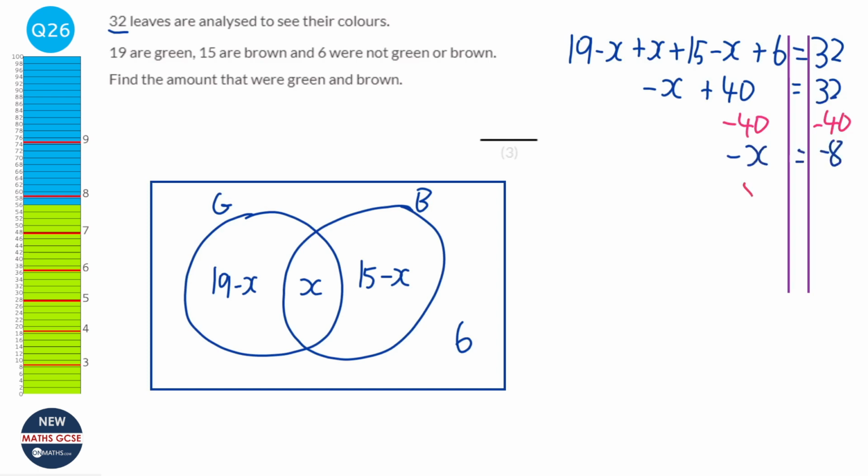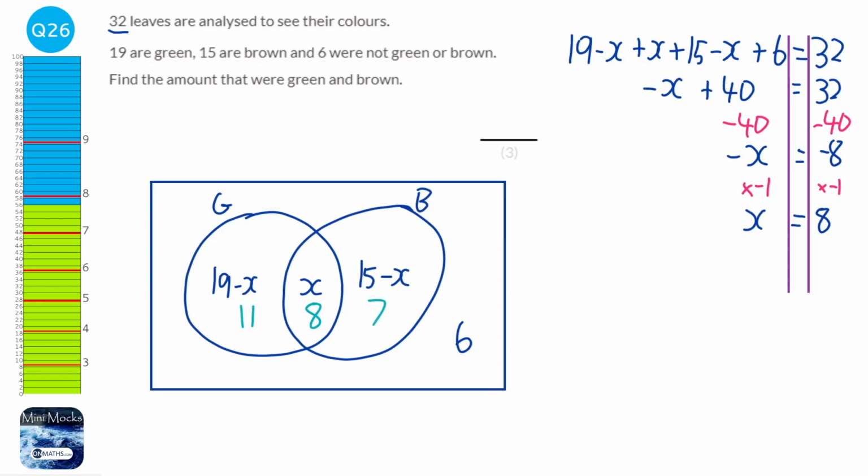And we can just times by minus 1 both sides to make them both positive. So now we know x is 8, we can start filling in the Venn diagram. So it's 19 take away 8, which will be 11. X is 8, so we know that that's 8. And 15 take away 8, which is 7.